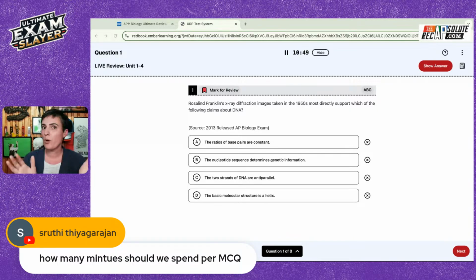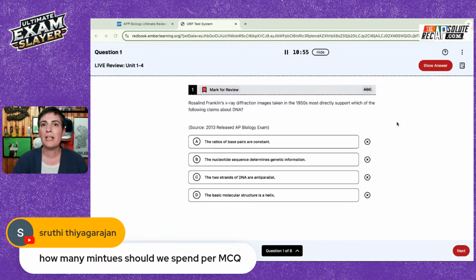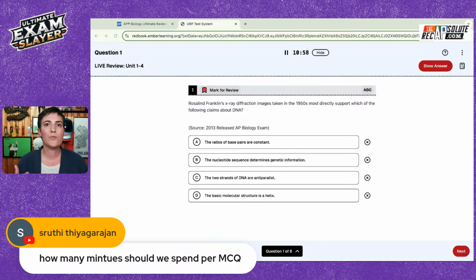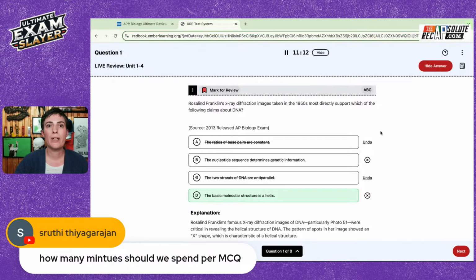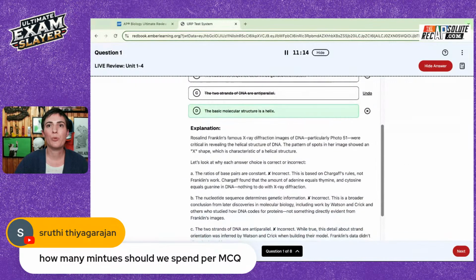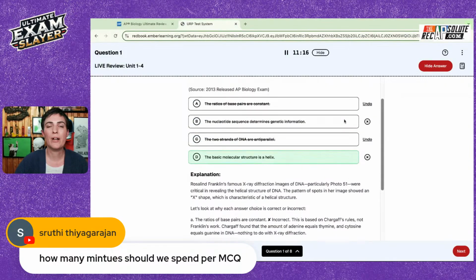But this software looks exactly the same as what you'll find in Exam Slayer. So if we look at our choices here, my ratios of base pairs are constant. I see that looks familiar to me. I know my strands are anti-parallel, but I'm going to cross this off as a choice because it has nothing to do with Rosalind Franklin. And I don't think being anti-parallel has anything to do with this question. So at this stage, I'm going to show the answer so that you guys can see how this program works. And I can see that D is the correct answer.